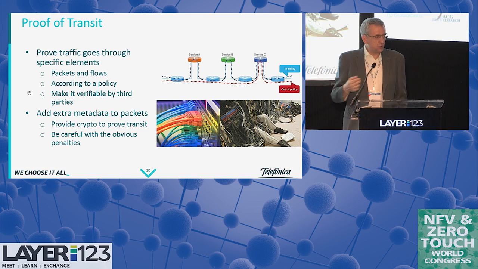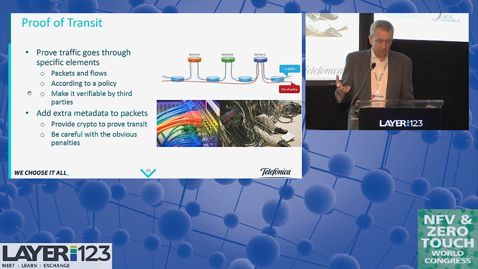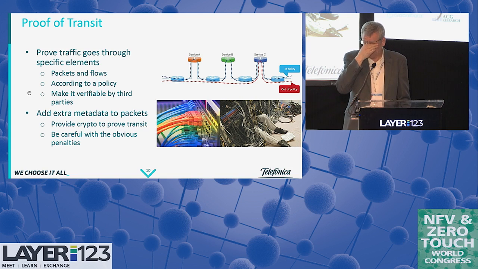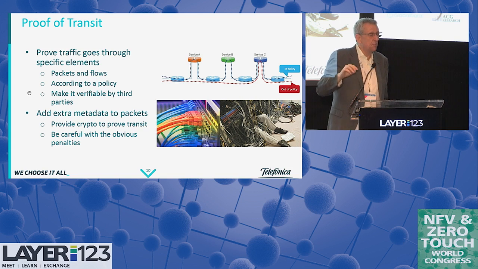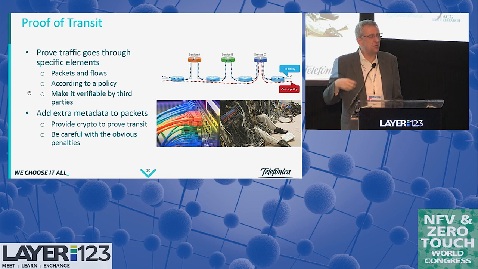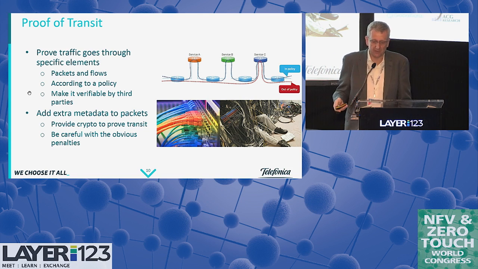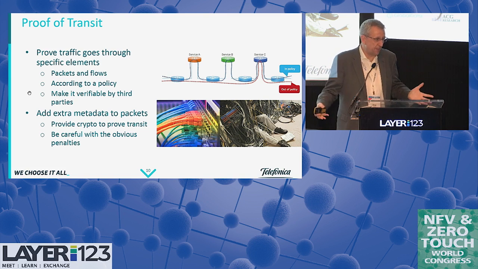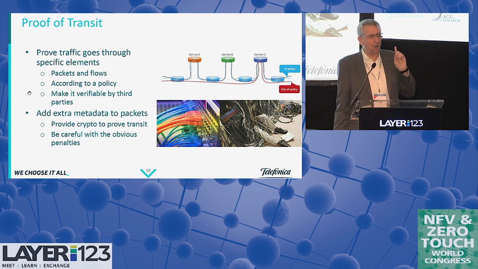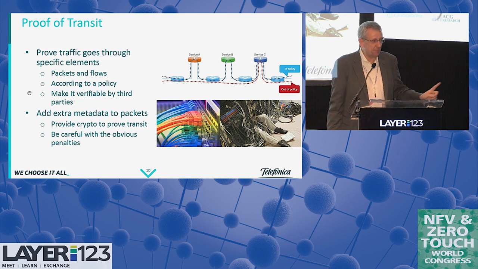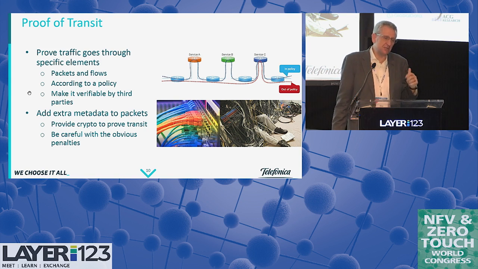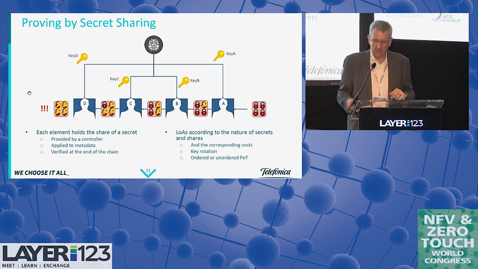And well, if it's not, you make it verifiable by third parties for the audit. The idea is, you think about it, it's natural: you provide some cryptography in the metadata to prove that you can transit. And for sure, normally this should be applicable to flows of several hundred packets, but you have to be sure that all packets, so you have to apply this per packet, though you can record this per flow.